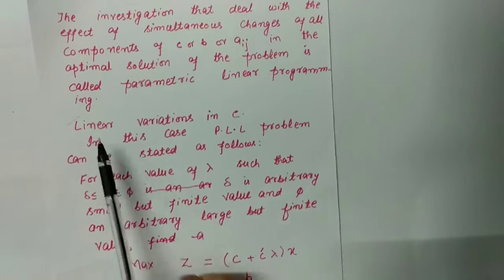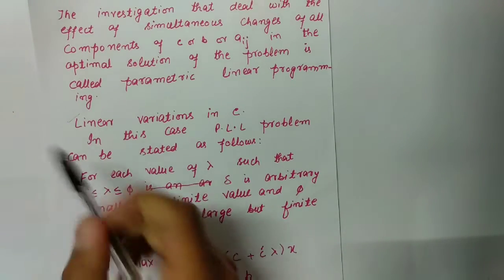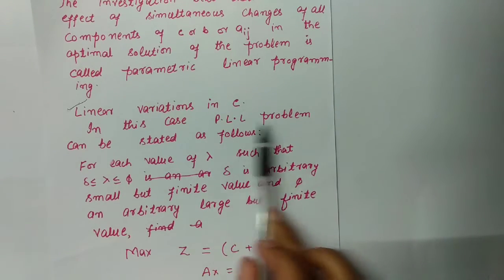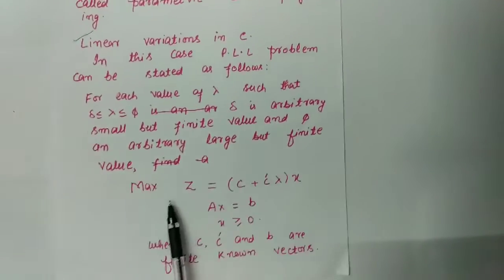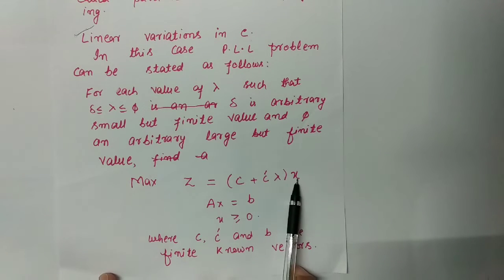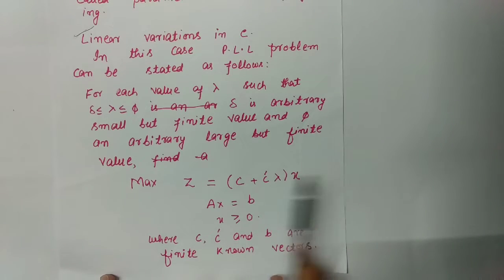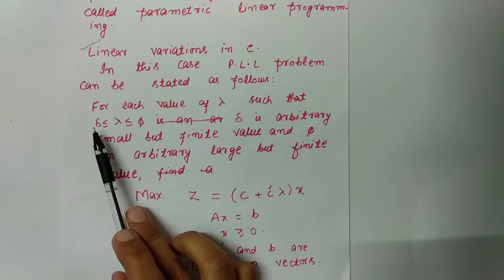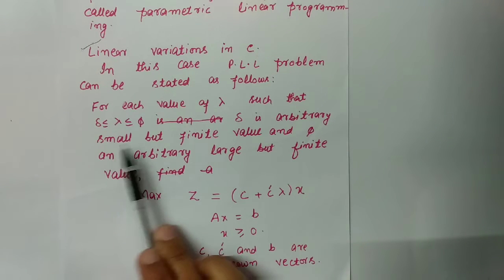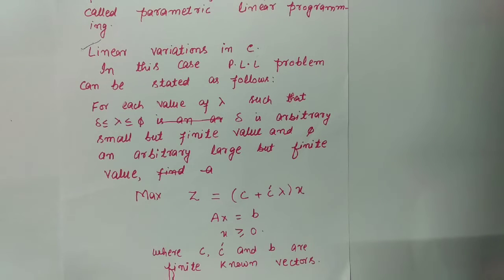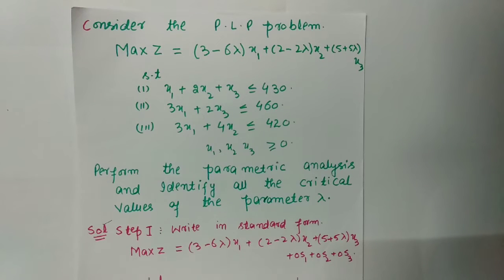So let us start. Linear variation in C. Today we will discuss linear variation in C. In this case, the parametric linear programming problem can be stated as maximum or minimum Z equals C plus C dash lambda x, where C and C dash are constants, and lambda is the parameter greater than or equal to delta and less than or equal to phi, where delta is arbitrarily small but finite and phi is arbitrarily large but finite. Now we will discuss an example on the linear variation in C.